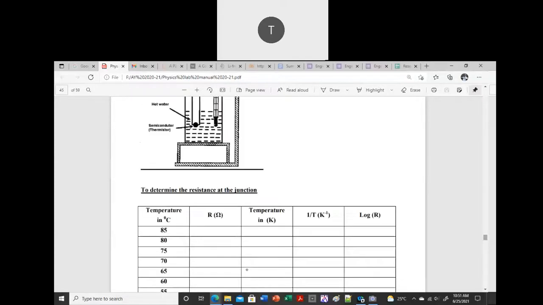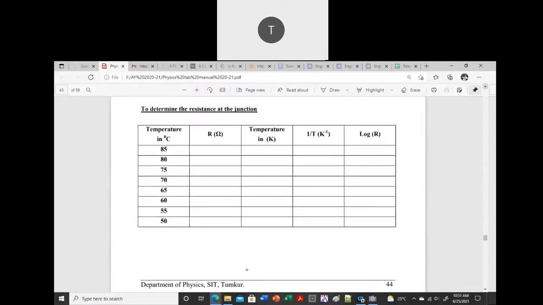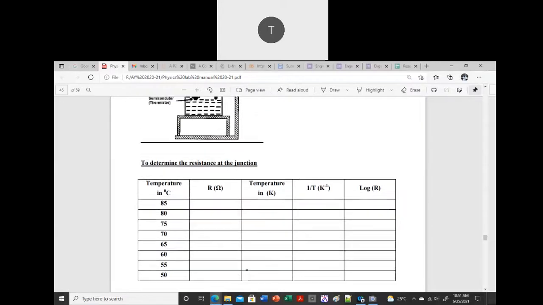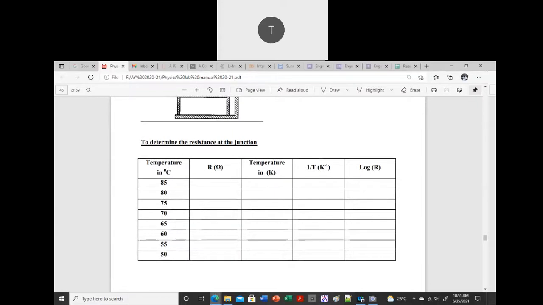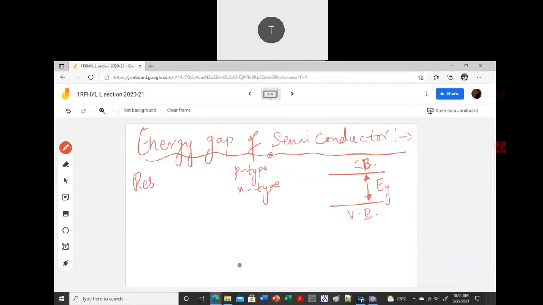So this is your tabular column. When it comes to the tabular column, you are supposed to take the resistance at different temperatures. For this we are going to use what we call the two probe method. What is the meaning of two probe method? I will show you. We also have a four probe method, but that we will do in a different experiment.